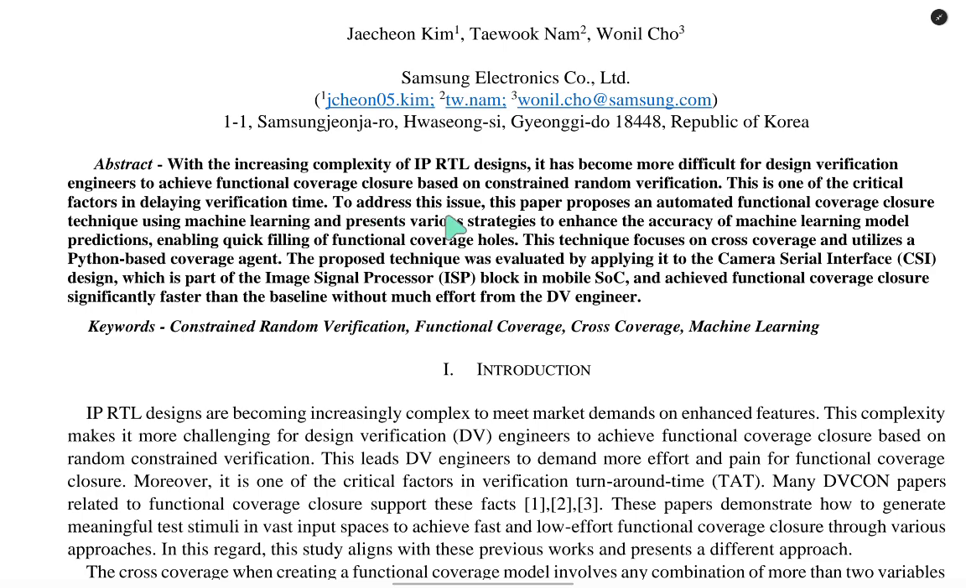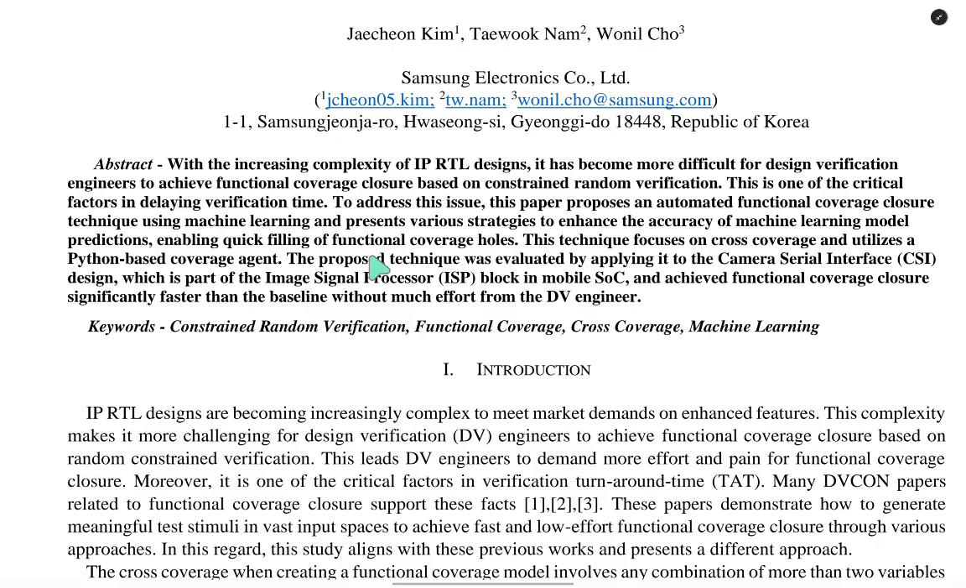To address this issue, this paper proposes an automated functional coverage closure technique using machine learning and presents various strategies to enhance the accuracy of the machine learning model's predictions, enabling quick filling of the functional coverage holes. This technique focuses on cross coverage and utilizes a Python-based coverage agent.